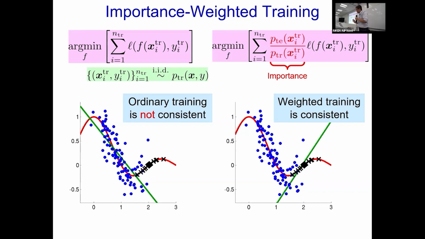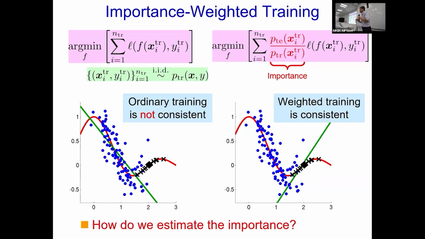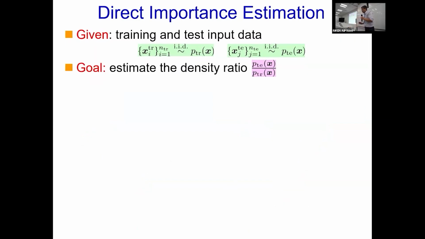Okay, once we have importance weight, then we can train a predictor in a consistent way. So if we have infinitely many points, we can obtain the optimal solution. But in practice, we don't know the importance weight. So how do we estimate the importance weight? This is the first classical question in this field. That's a problem called direct importance estimation.